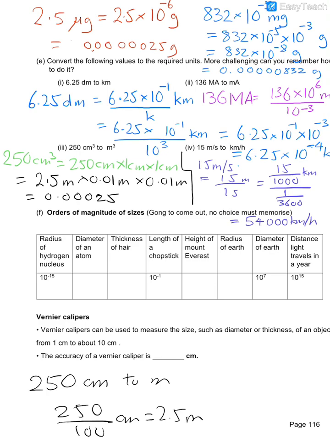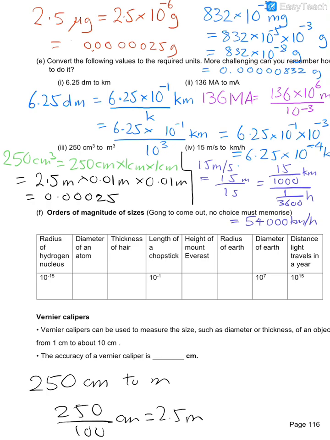Is that in fraction? 15 meter per second is 15 meters over 1 second. So 15 meters, how to convert to kilometer? Divide by 1000. And then 1 second, how to change to hours? Divide by 3,600. This gives you hours. Then you work it out, kilometer per hour. So 54,000 kilometer per hour.